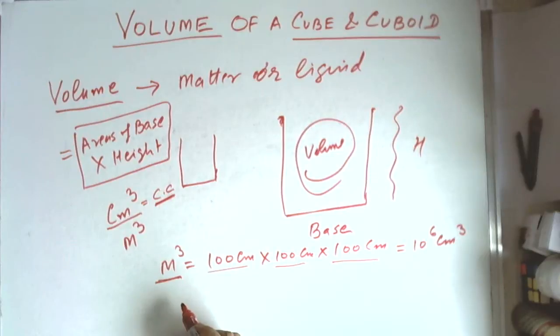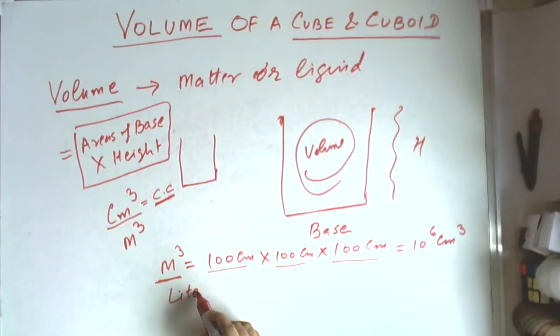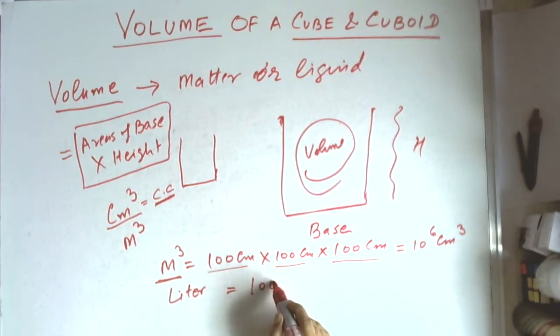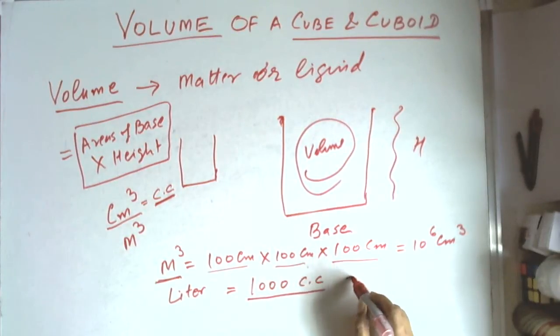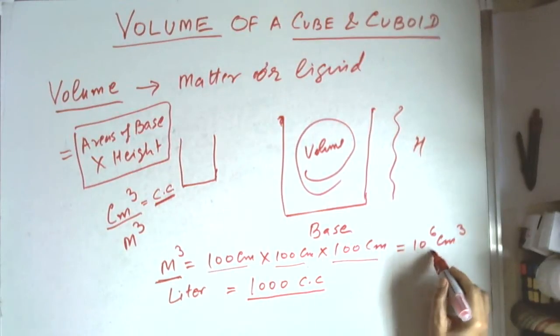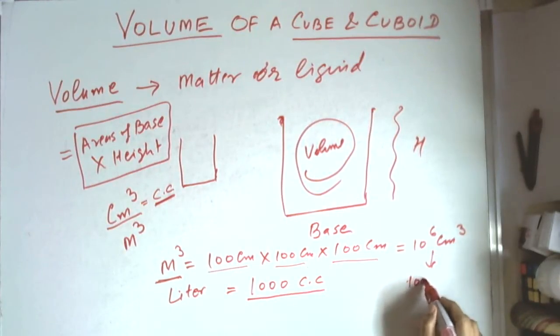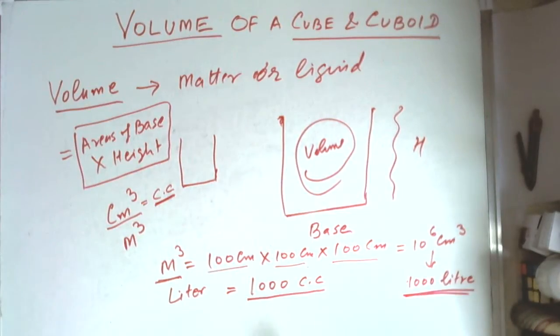And another measure for volume is called liter. And liter is 1000 cubic centimeter. So 1000 cc is called 1 liter. So remember, 1 meter cube will have how many liters? This will be translated into 1000 liter. It will be 1000 liter.